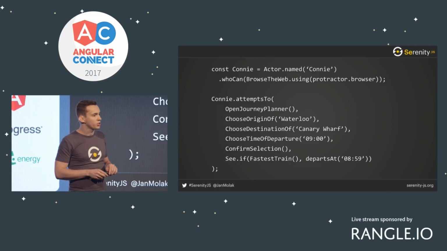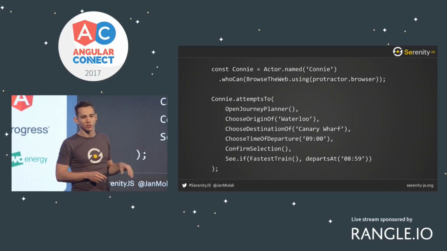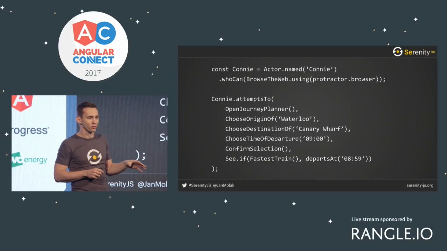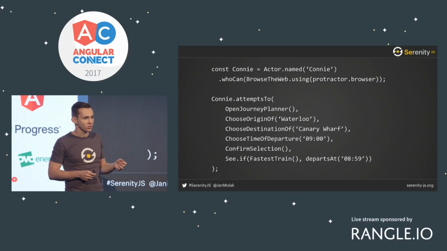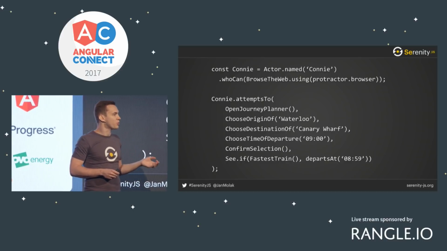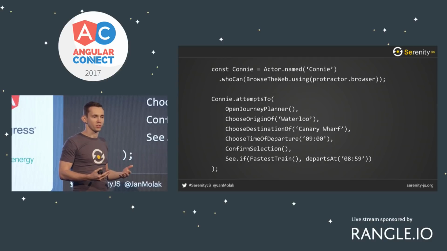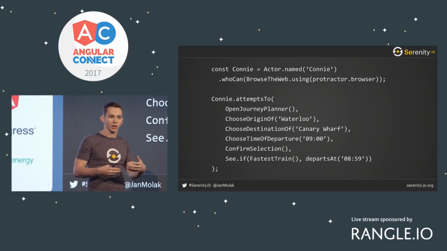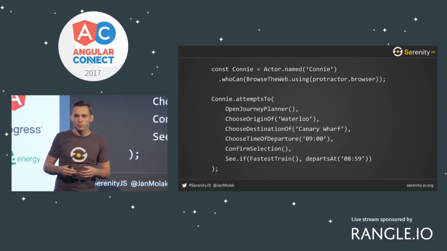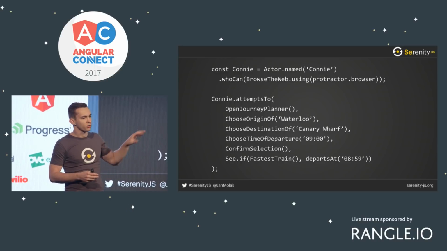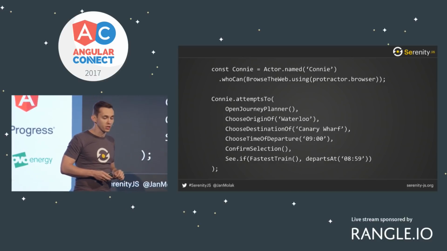Now, Serenity.js is written in TypeScript, and what this means is that when you write an actor attempts to and press Control space in your IntelliJ or in your Visual Studio, the IDE can support you and tell you which tasks are actually available for this actor. So this is very good, especially for teams with varied levels of experience in test automation, because more senior people in the team can prepare those building blocks for the other people who might not necessarily be as interested in this particular subject, but they can still become very productive very, very quickly. Actor attempts to, control space, open journey planner, choose origin, etc. I can assemble those scenarios in minutes.